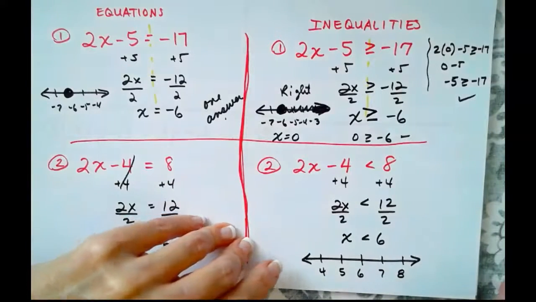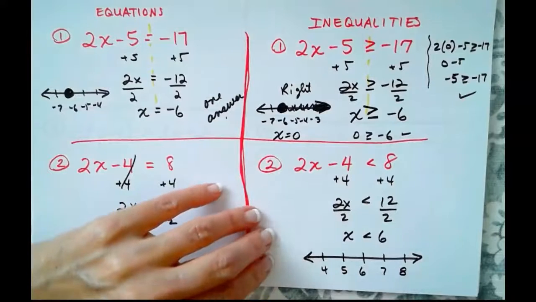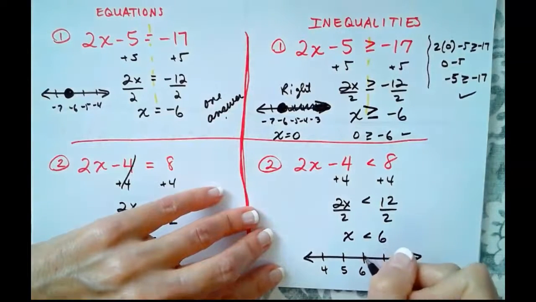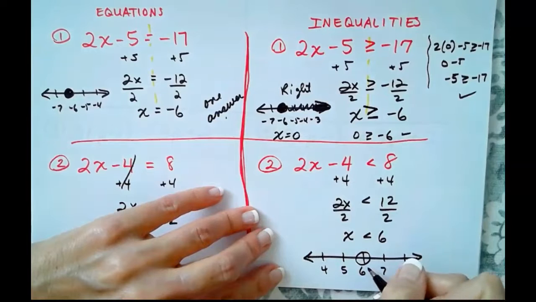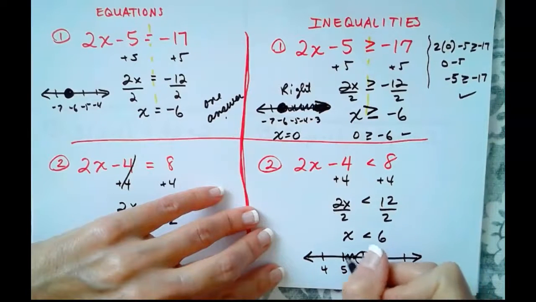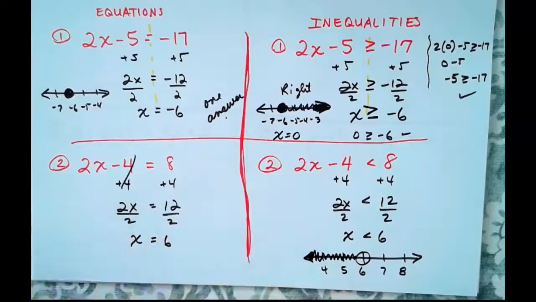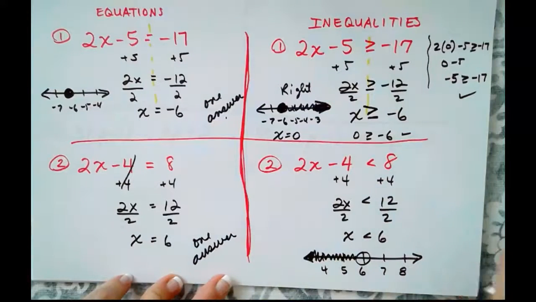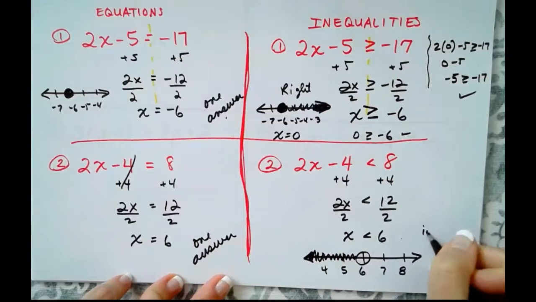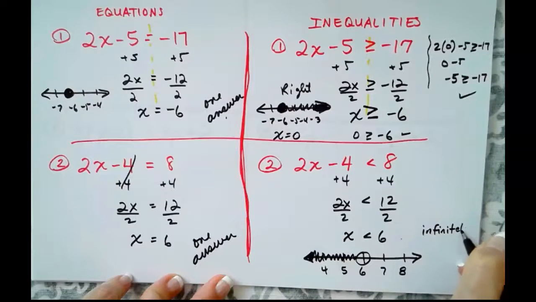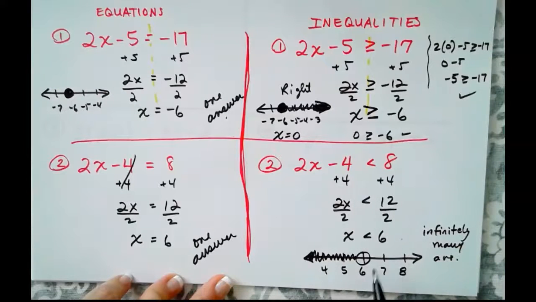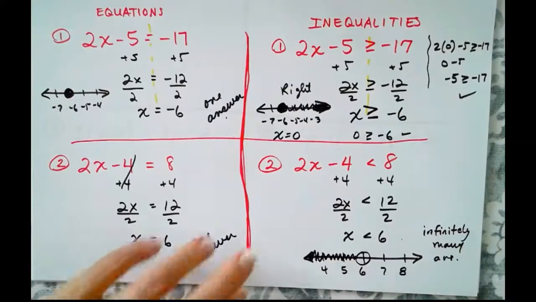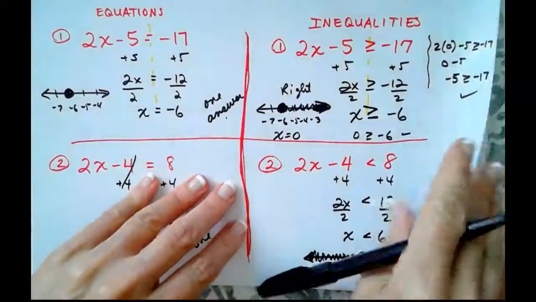Remember, make your number line meet your needs. It doesn't have to include 0 every time. So we're going to say that 6 is the limit, but then we're going to allow everything to the left of 6 to be in our solution set. So when we have an equation, we get one answer. But when we have an inequality, we get infinitely many answers. Why? Because our answers are every single real number less than 6. Let's keep moving.